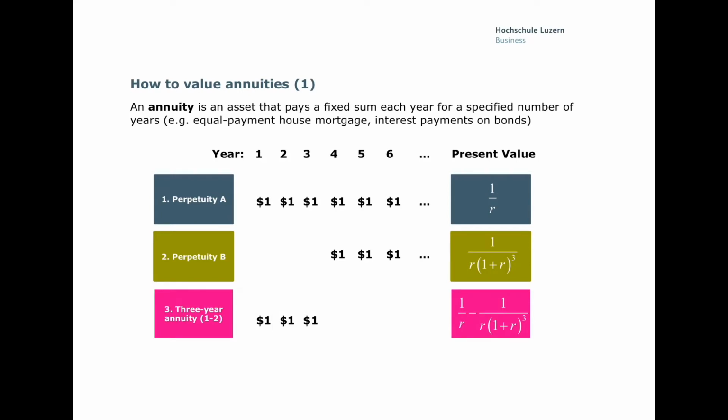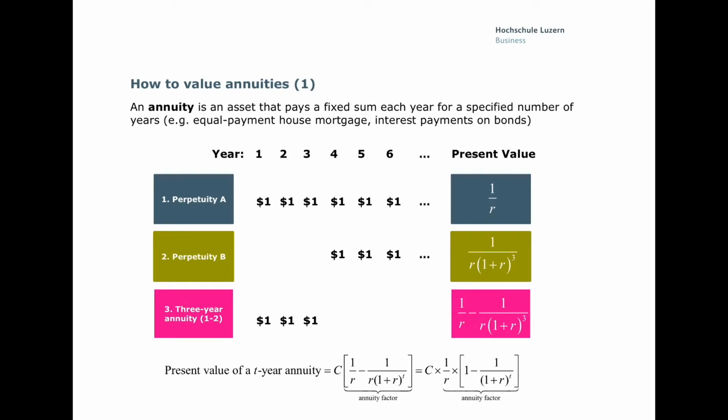The 3-year annuity is now simply the difference between perpetuity A and perpetuity B. This is what we call the annuity factor. To find the present value of an annuity with an arbitrary cash flow C, we multiply that particular cash flow with the corresponding annuity factor.